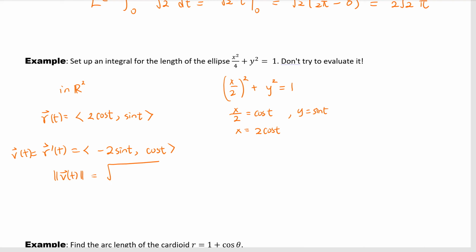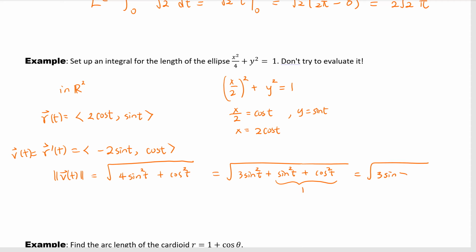Well, the speed is going to be the first coordinate squared. 2 squared is 4 sine squared, and then we also have cosine squared. If we can simplify a little bit, we can split the 4 sine squared as 3 sine squared and a sine squared. But why? Because the sine squared coupled with the cosine squared will give us 1. So this is 3 sine squared plus 1. See, there's only one trig function, not 2 trig functions there. So it's easier than before.